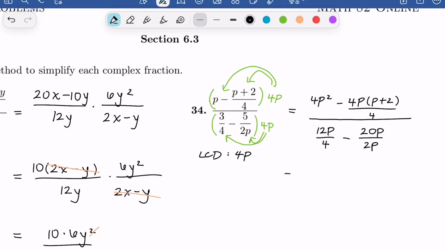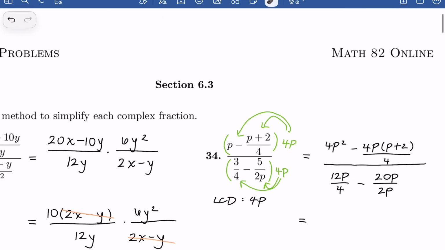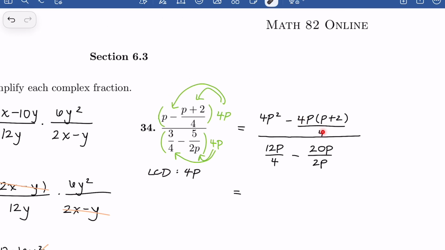Now, the whole point of multiplying by the LCD is to make sure that we can clear all of the fractions. If we're unable to clear the fractions after multiplying by the LCD, that tells you that something might have gone wrong. So we multiplied all of these by the LCD, so all of these fractions here should be eliminated. And let's go ahead and check that. Notice for this first one here, we have a 4 in the numerator and the denominator, so we can cancel these.